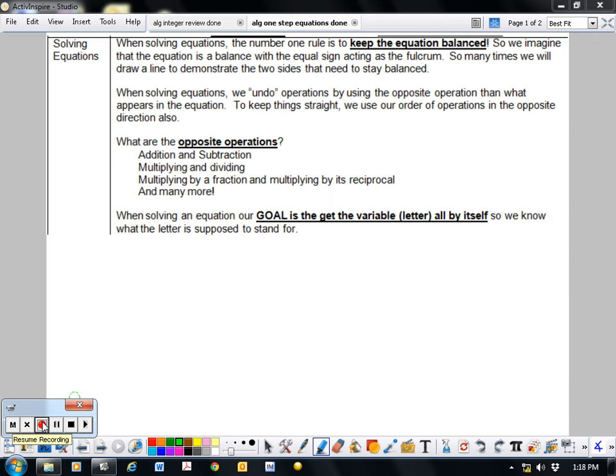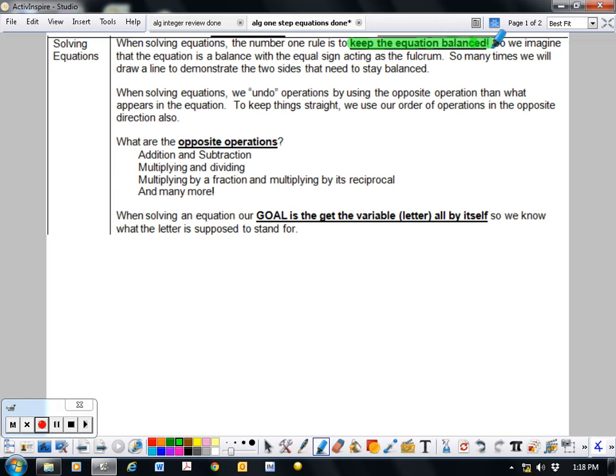So we're going to do a real quick review of just one-step equations, solving equations, and how we go about doing this. Our number one rule when we're solving equations is keep that equation balanced. Once it's unbalanced, it shows that you have made a mistake and you've broken the rules and your answer is going to be incorrect.